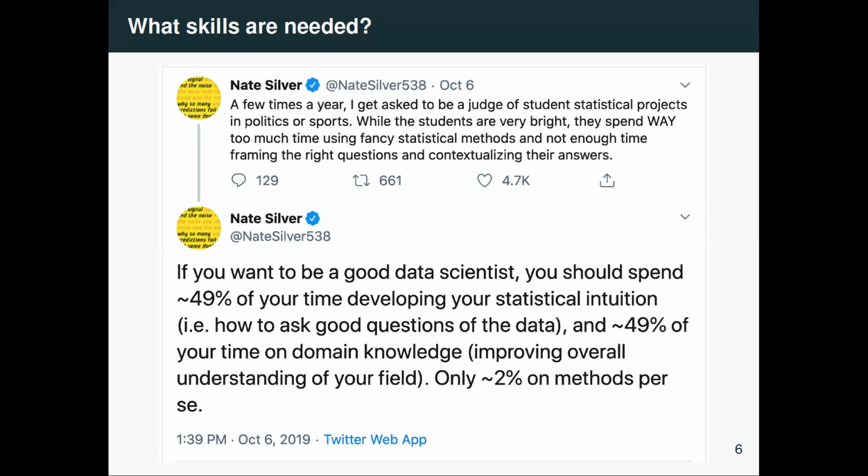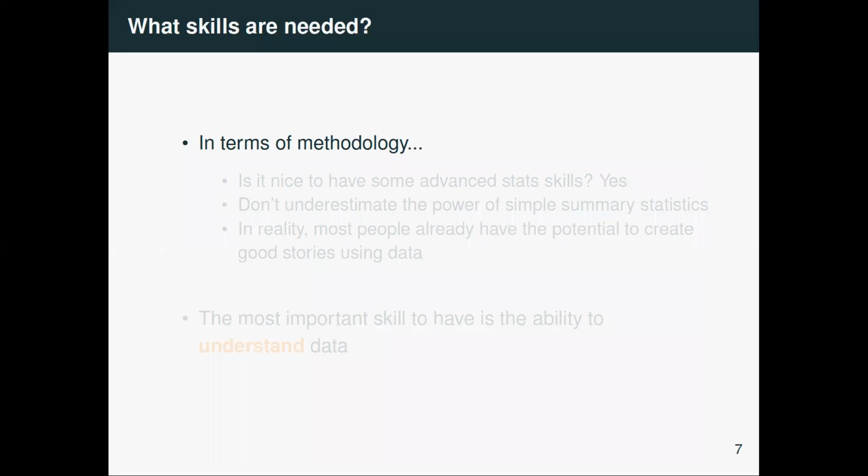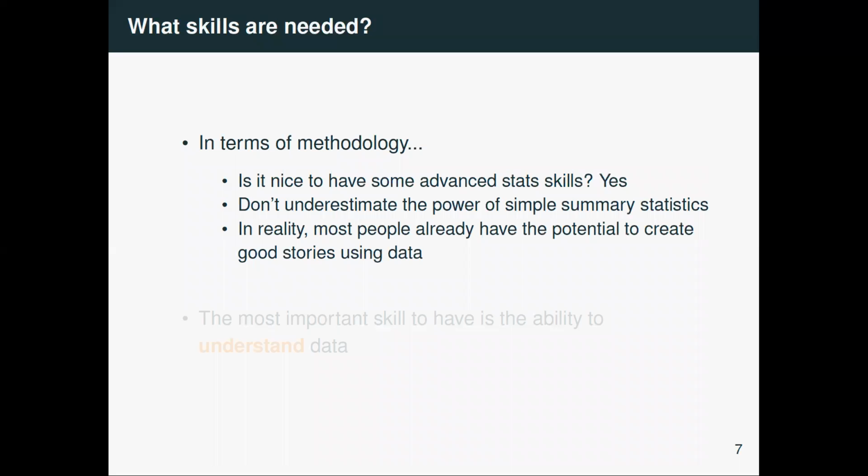Now, that's not to say that statistical skills are irrelevant, but more so there's power in simple summary statistics, and in reality, right now, most people already have the potential to create good data stories.